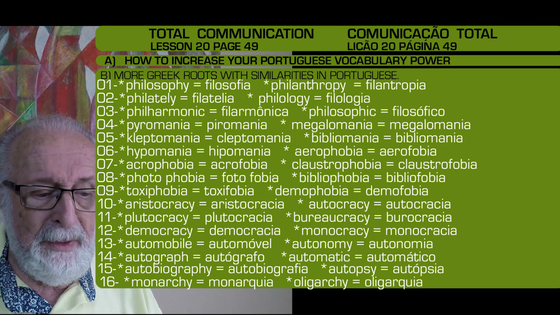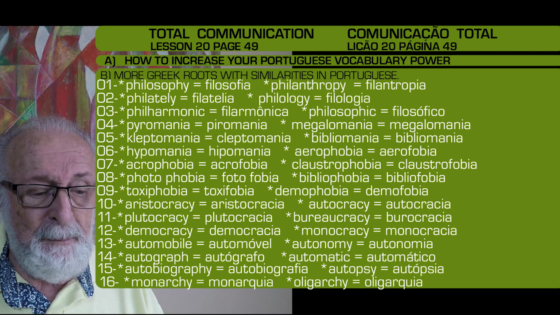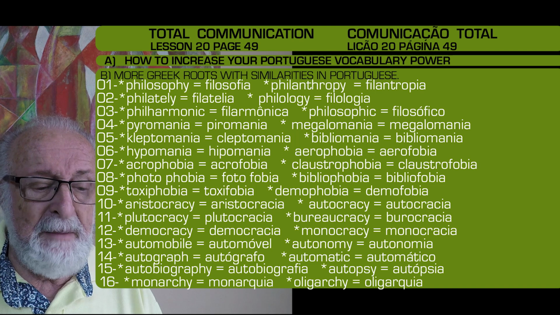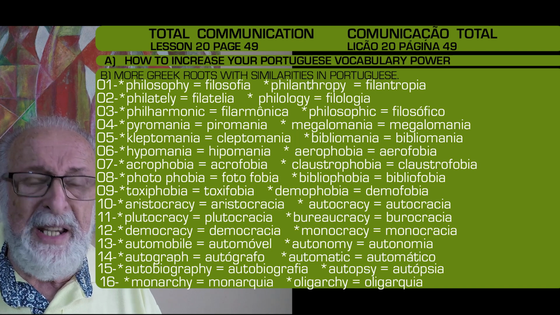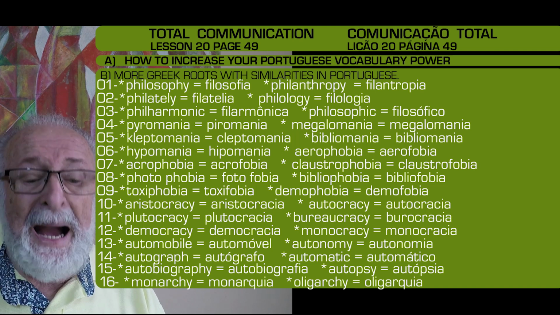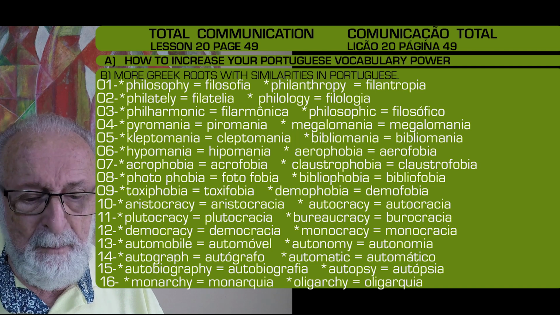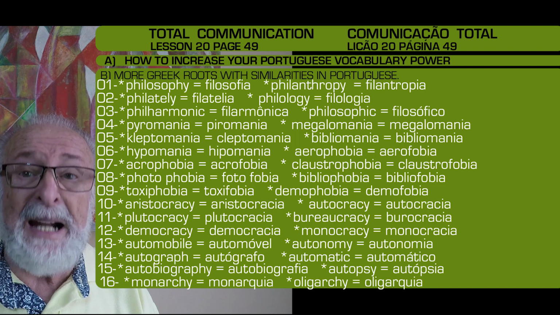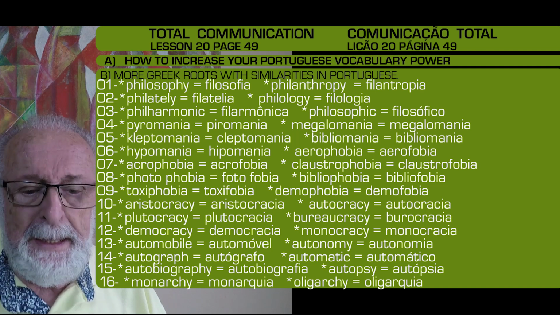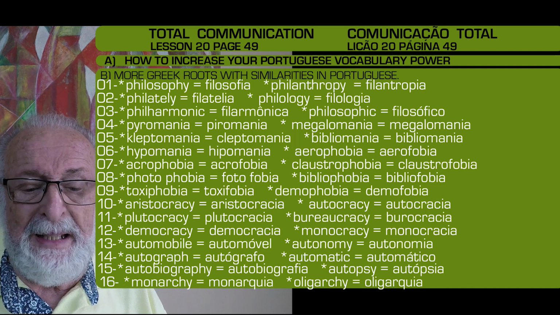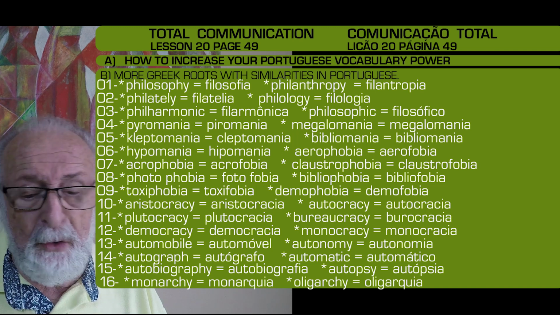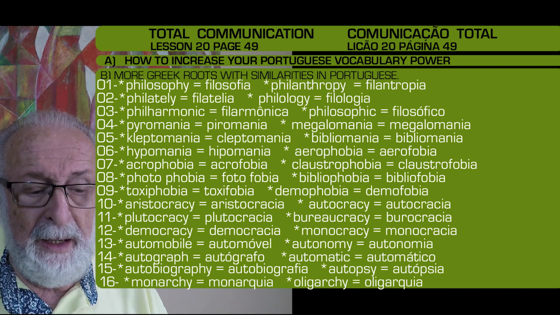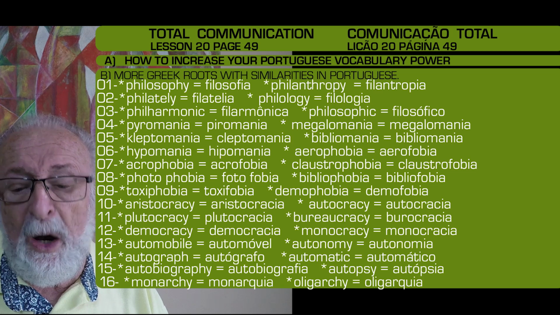Now some words with cracy, that is the root. Like we say in line 10, aristocracy. We say aristocracia. Okay? Aristocracia. In the next one, we say autocracy. It is autocracia.